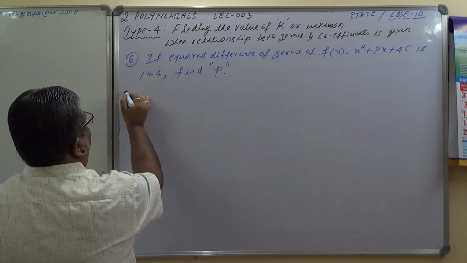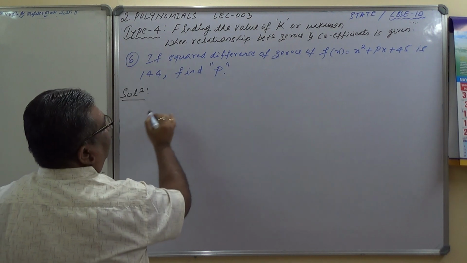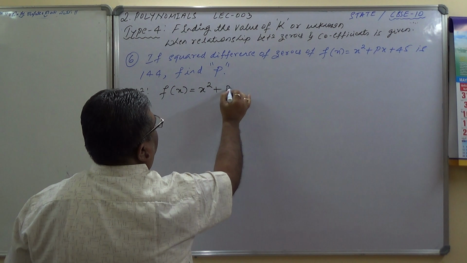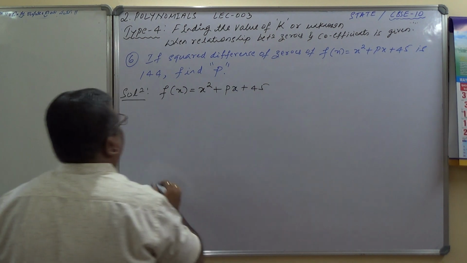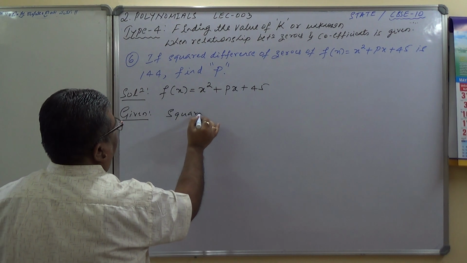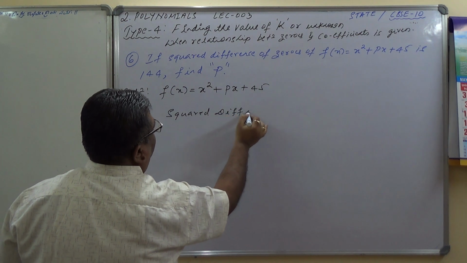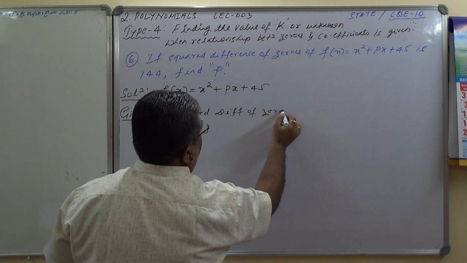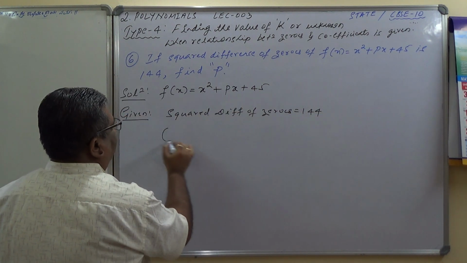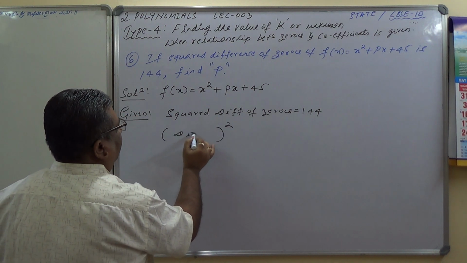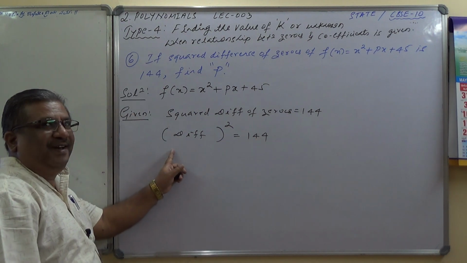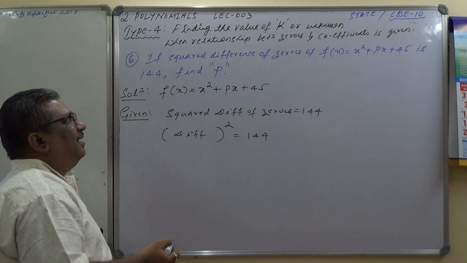First let me write the polynomial for the solution. F of x equals x square plus px plus 45, given squared difference of zeros equals 144. Squared difference means squared difference of zeros equals 144. I hope you are able to understand. What are the roots here?